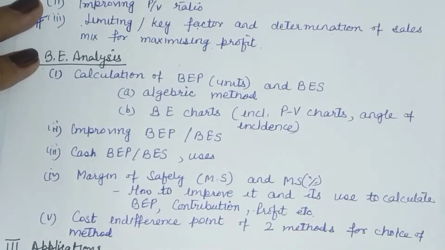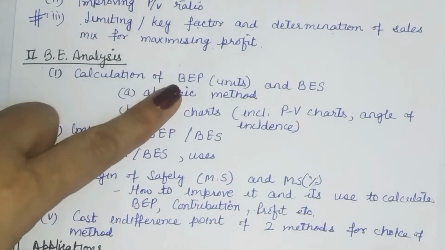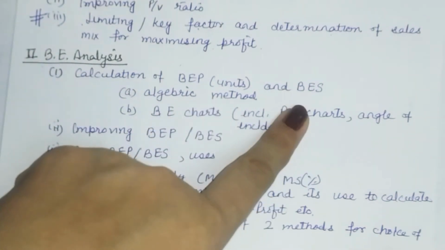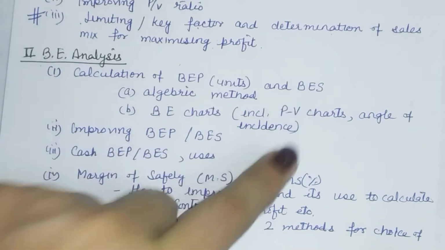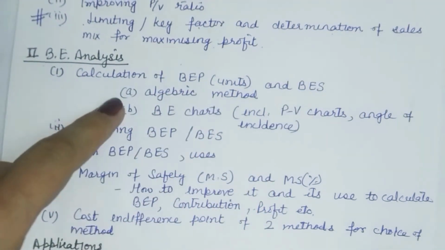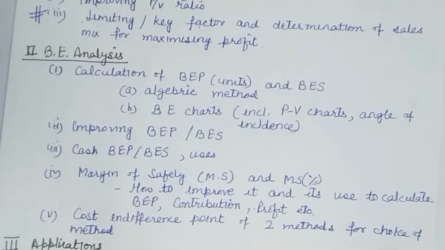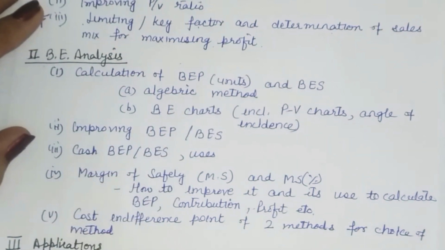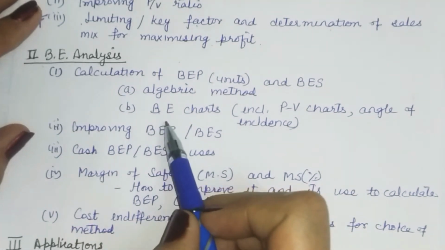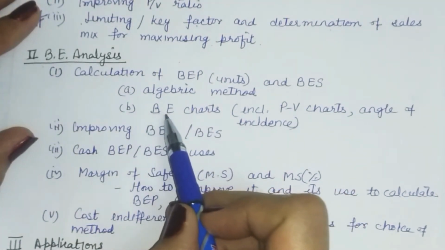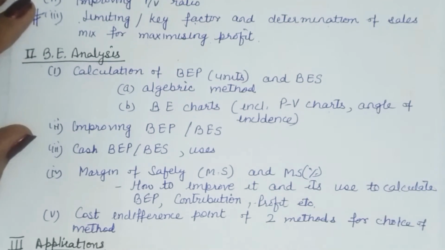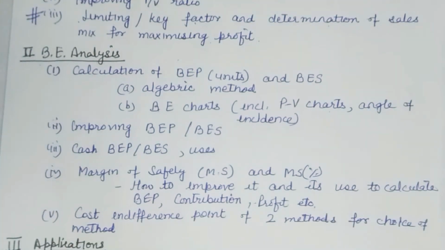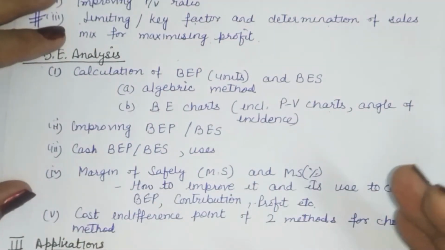Then we have break-even analysis, which includes determination of break-even point in terms of units and break-even sales, that is, in unit form and in the form of sales revenue in rupee terms. There are two ways to do the analysis. One is the algebraic method, where we make use of ratios etc. And second is the graphical method, wherein we will be making use of break-even charts. We will not only make break-even charts, but also a profit volume chart, and the angle of incidence will also be determined.